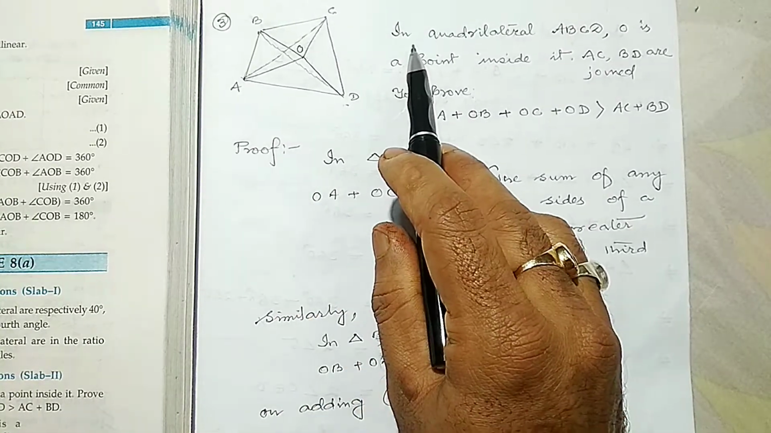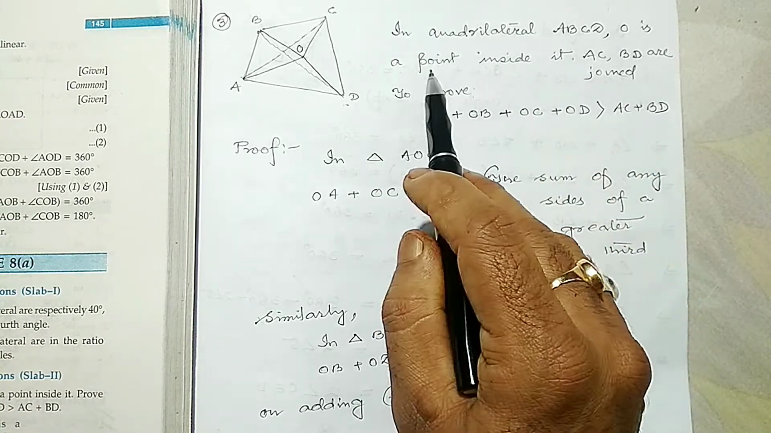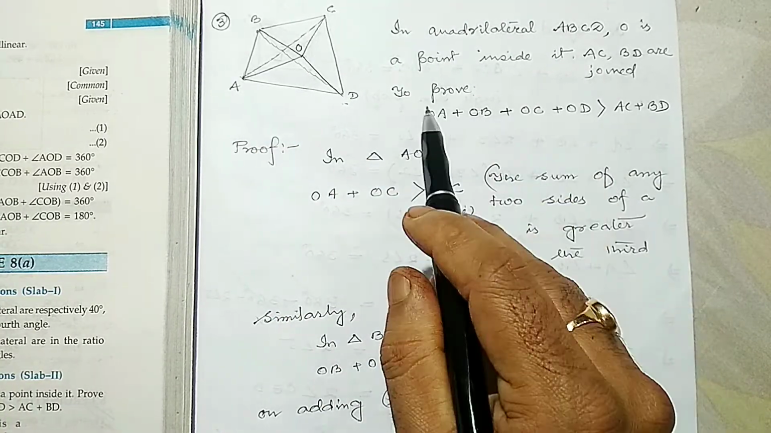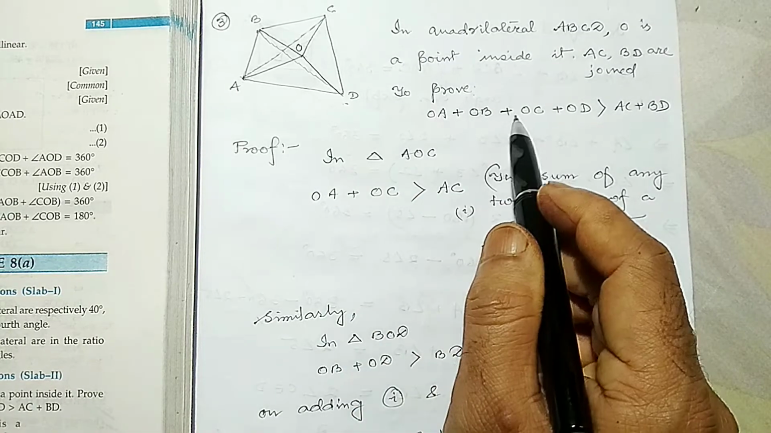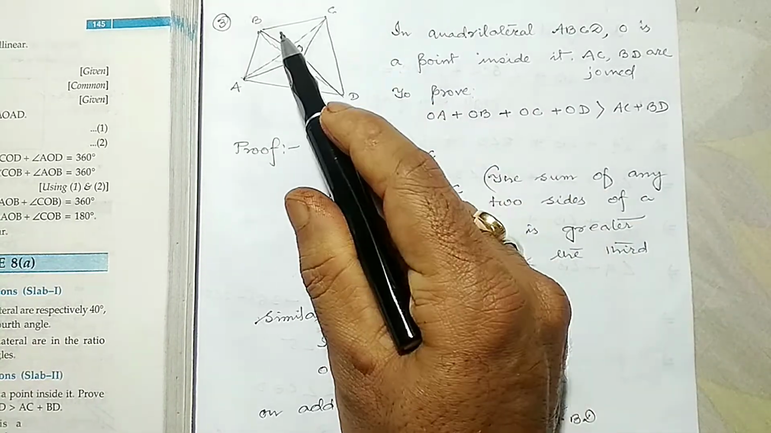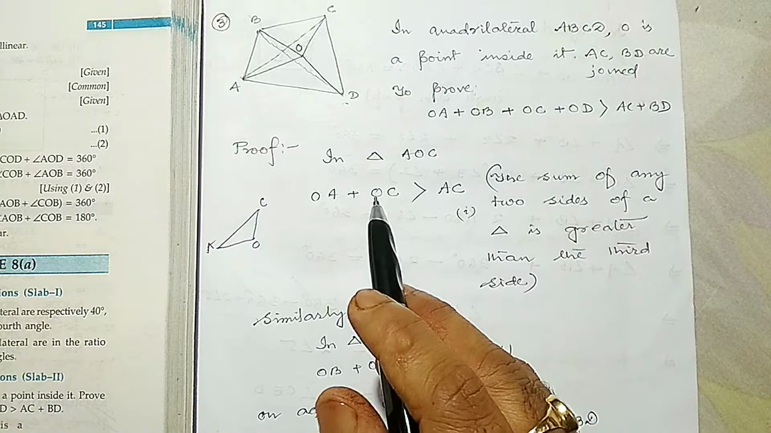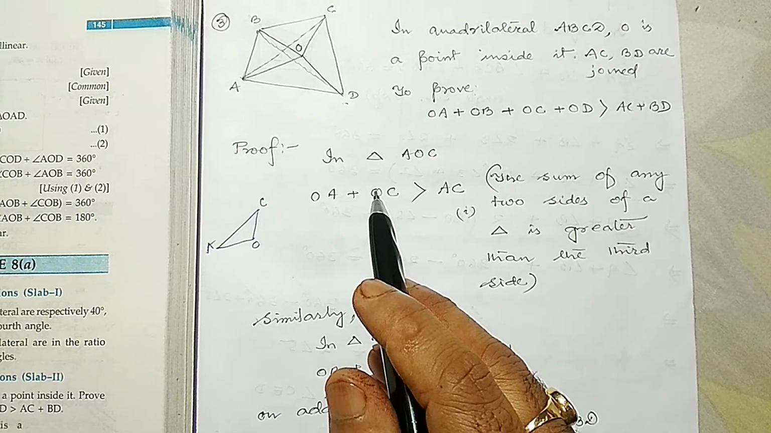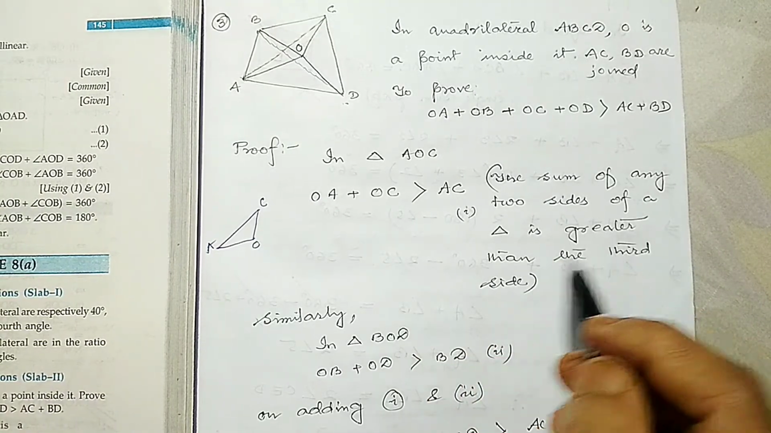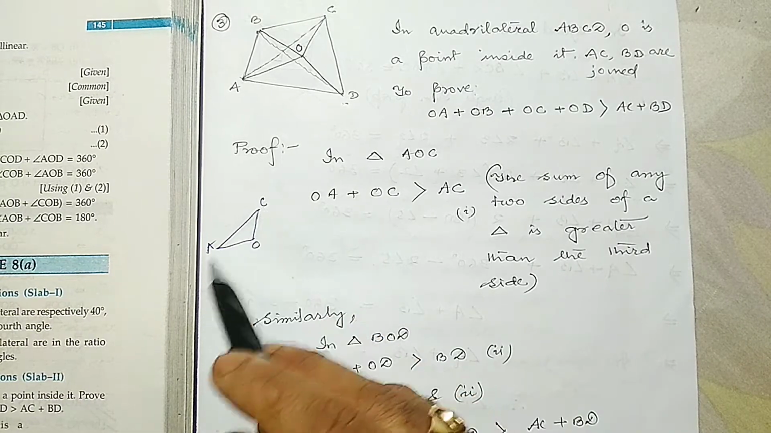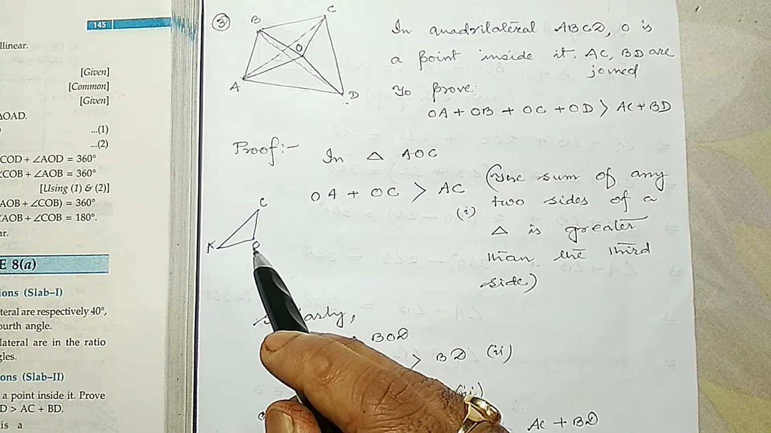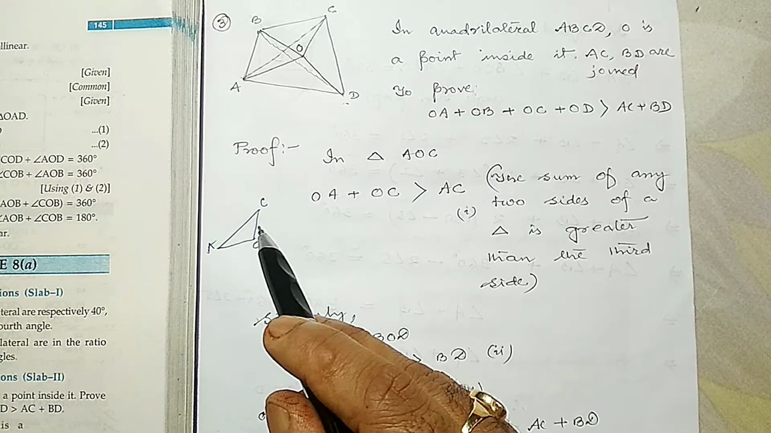So what we have written here: in quadrilateral ABCD, O is a point inside it. It is given in the question. AC and BD are joined. What we have to prove? The sum of these four line segments, OA plus OB plus OC plus OD, is greater than AC plus BD. This is what we have to prove. To solve this sum, we have to use one property which we have done in the Triangles chapter. The property is: the sum of any two sides of a triangle is always greater than the third side. Suppose AOC is a triangle, then I can write AO plus OC greater than AC. Someone can write AC plus CO greater than AO. So always the sum of two sides will be greater than the third side.